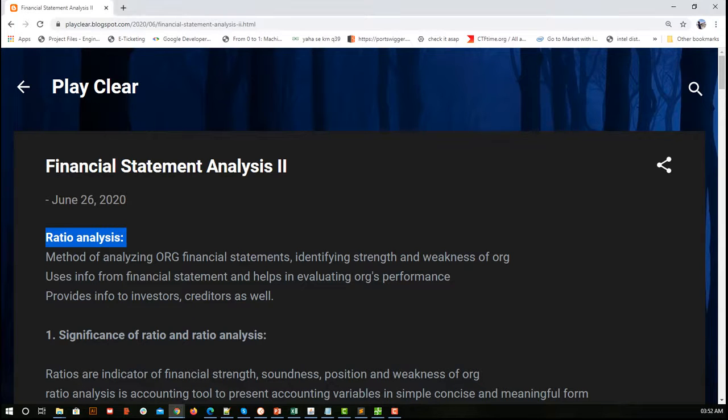So the complete agenda of today is to understand what ratio analysis is, what the categories of ratio analysis are, and what types of ratios each category has. We are going to see the interpretation of each type of ratio available in each category. So that's the agenda of today's video.